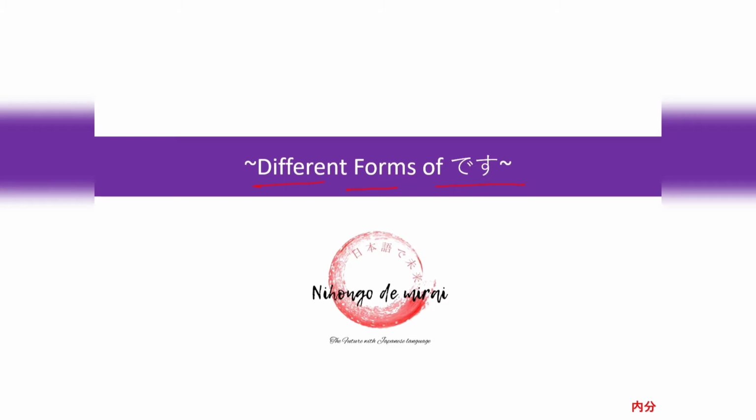So basically, as I mentioned earlier, this is used as a helping verb in a sentence. Like in English we use is, am, are, was, were. So this is also used like these verbs. Now we will learn the different forms of this. So let's start. Hajimemashou.